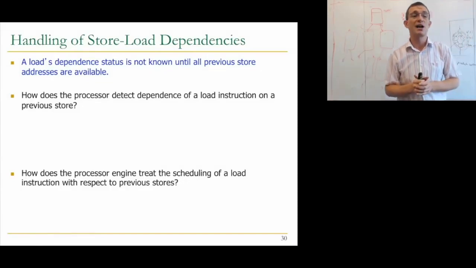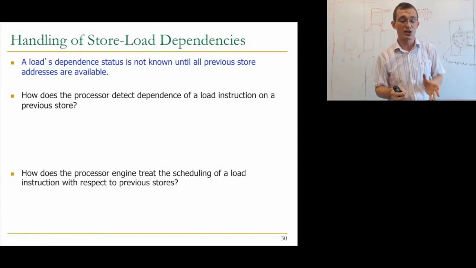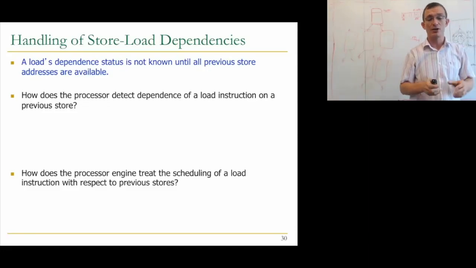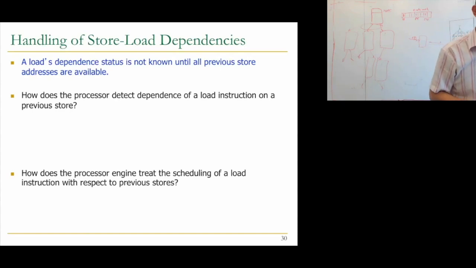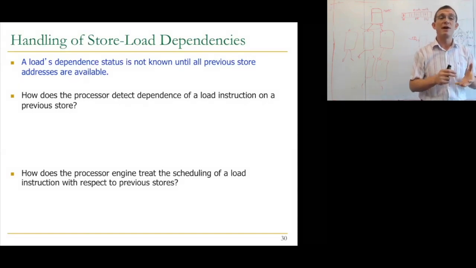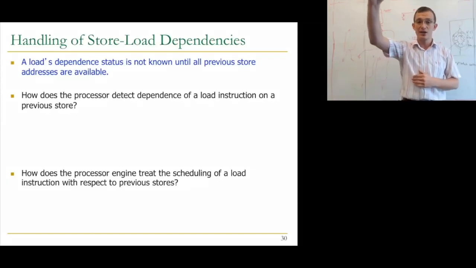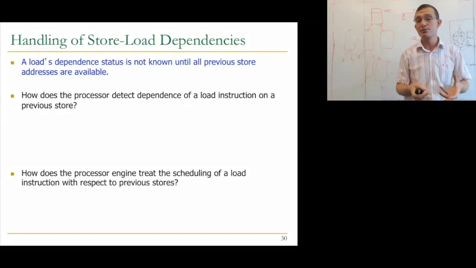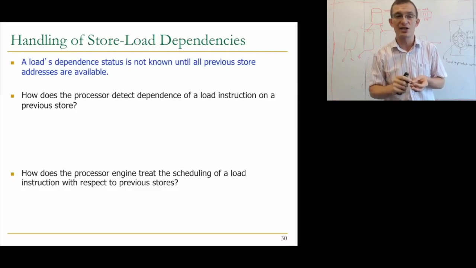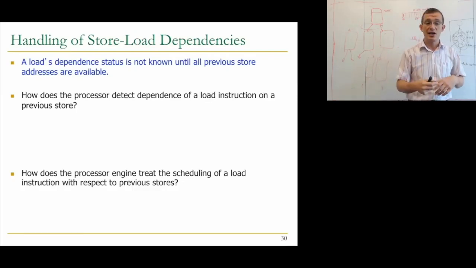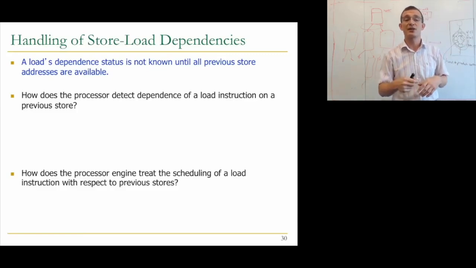But let's briefly talk about handling of these store-load dependencies, because this is actually important in an out-of-order execution processor too. In an out-of-order execution processor, you have the same problem. A load's dependence status is not known until all previous store addresses are available, right? And there are 2 key questions. One is, how does the processor detect dependence of a load instruction on a previous store? The second, how does the processor treat the scheduling of a load instruction with respect to previous stores?